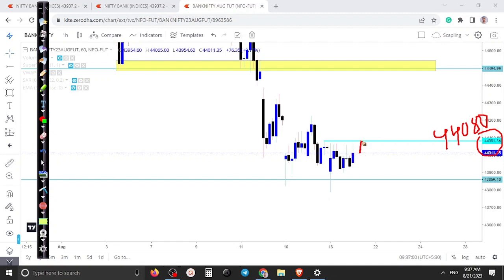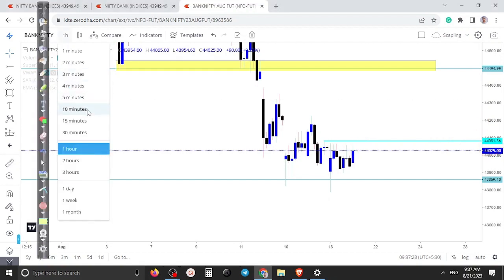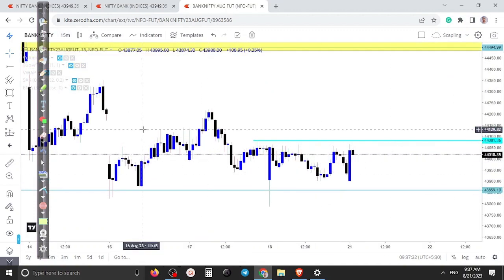So what type of pattern do I need? If price closes above this area, I will place an order here, above this candle. Let's say I have seen a close above this level, so I'll place my order somewhere there. Let me show you in a 5-minute chart. So it's a 1 hour chart. Let me use the 15-minute chart. Now you can see this is the 15-minute.